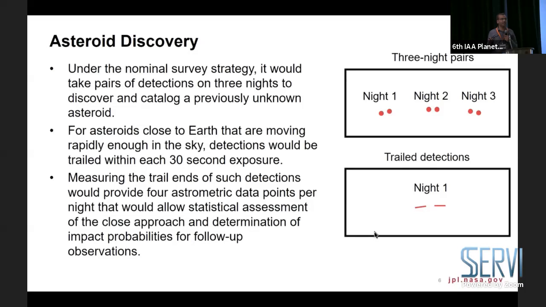If the asteroid gets too close to Earth, then it starts moving really fast in the sky and it starts trailing in each of the 30-second exposures. So each of these detections starts getting trailed. And so if you get 2 trails in 1 night, you can report that to the NEOCP and you can get follow-up observations. And so this would be the other way of discovering an asteroid. So you can measure the trail ends of the trailed observations to get 4 points that can be reported to the NEOCP.